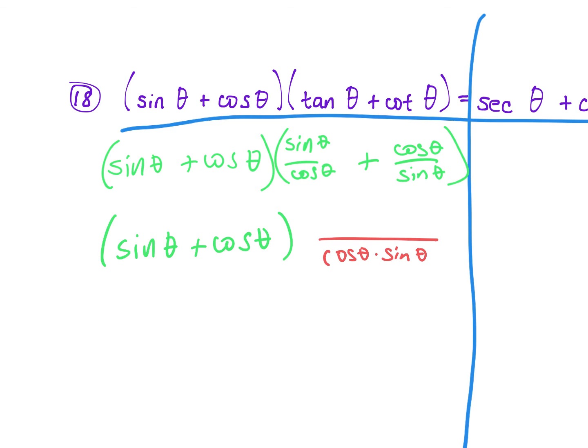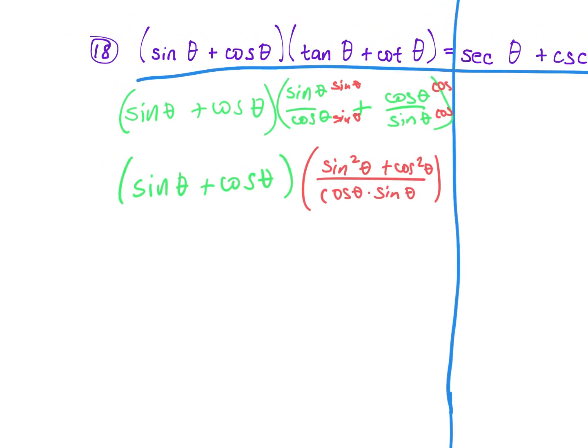And then when I get a common denominator, this one has cosine, I need to multiply it by the sine, right? What you do to the bottom, you do to the top. So sine times sine is sine squared. Then here I have a sine, so I need to multiply by cosine. Well, cosine times cosine is cosine squared theta.